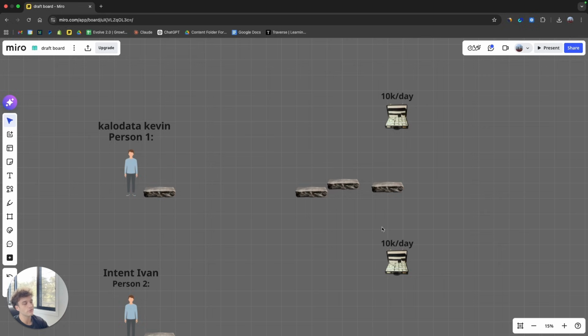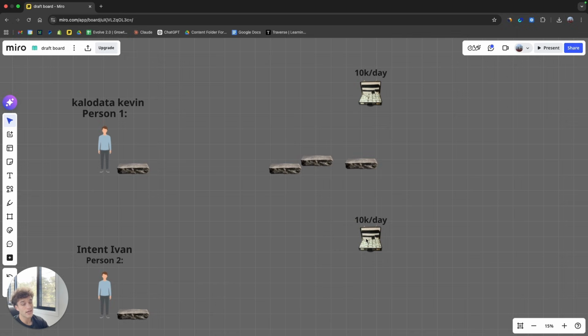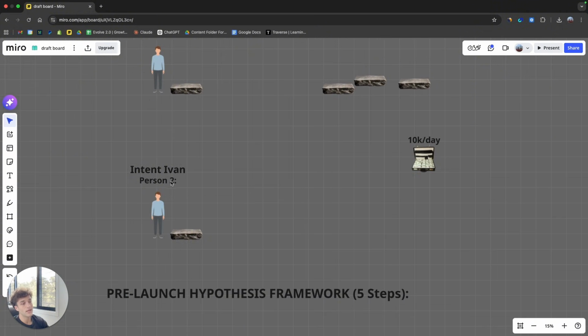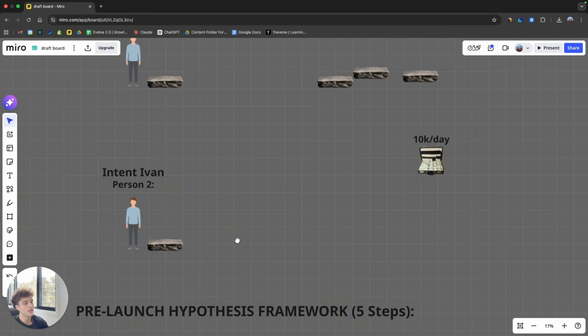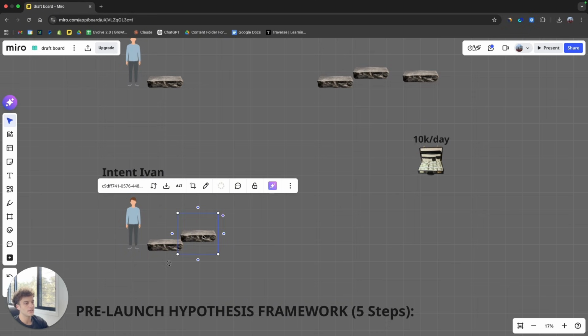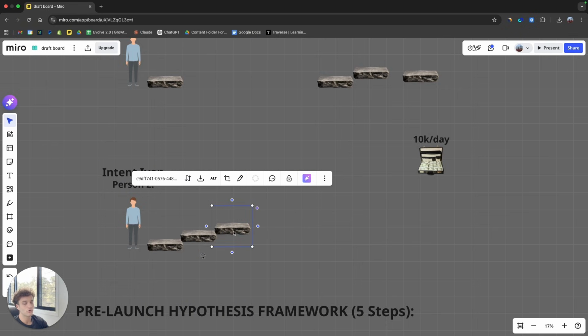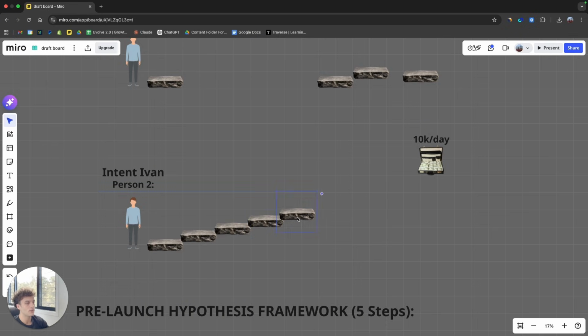Just a bit of context as well: this is a briefcase with $10,000 in it that symbolizes 10K a day. It's floating in the air, and both of these people want to get it. Now, Intentful Ivan, with this new testing method and being able to complete feedback loops, treats every single feedback loop you create with a specific product as a step in the right direction.